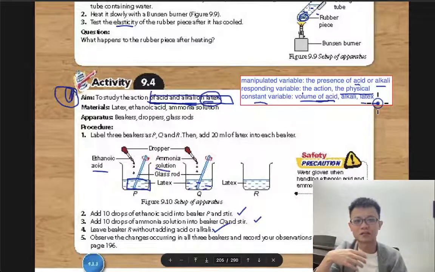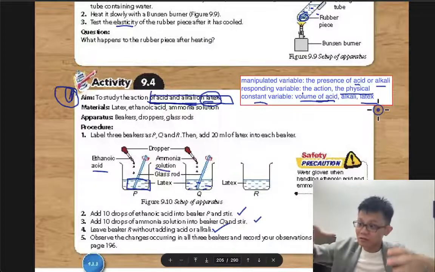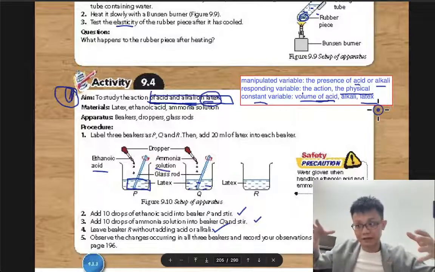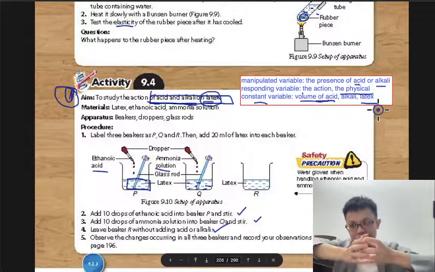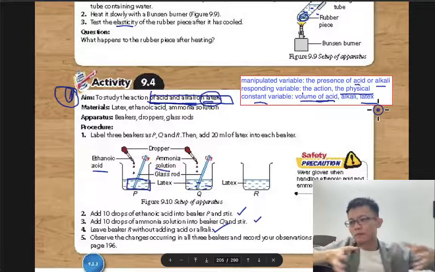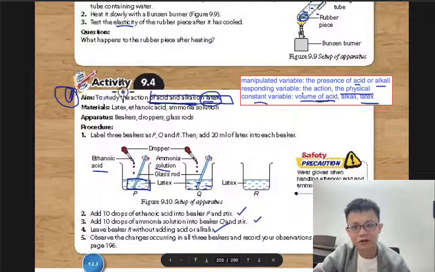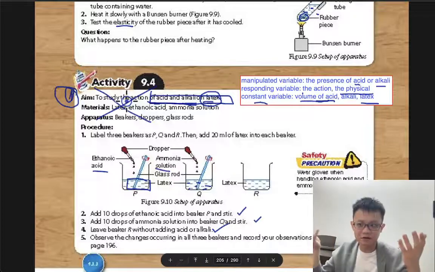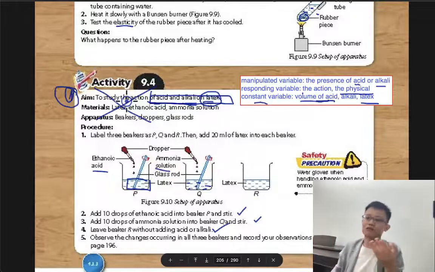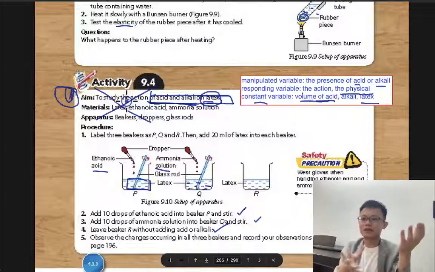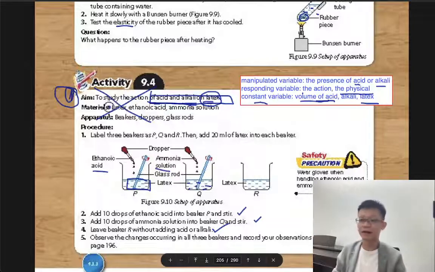Or the condition of the latex, I must use the same volume of latex. If you want to use this small, then you use this small. You cannot use A this small, B so big. Then it will destroy your aim to study the experiment. People will ask, what are you doing? You put A so small, B so big. Of course, the B so big is still liquid. Correct or not?